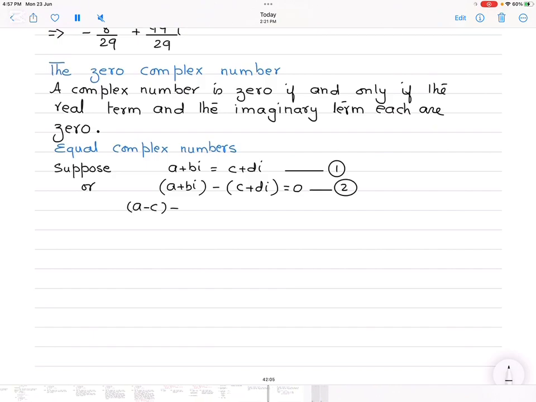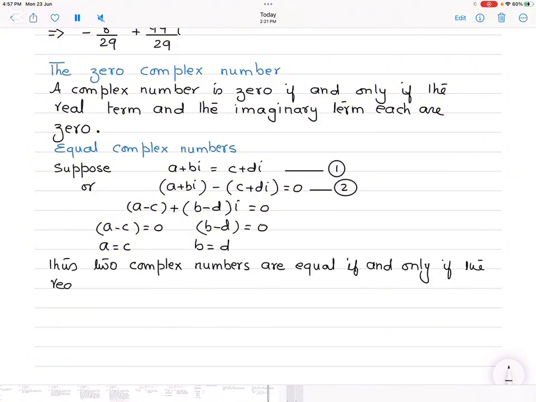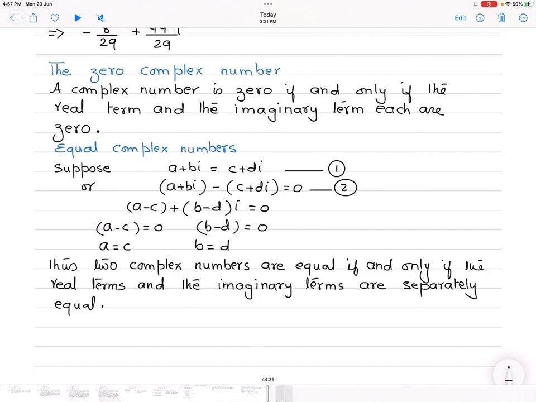Now collect the real parts and the imaginary parts. So (a minus c) plus (b minus d)i. So a minus c equals 0, b minus d equals 0. So a equals c and b equals d. Thus two complex numbers are equal if and only if the real terms and the imaginary terms are separately equal.